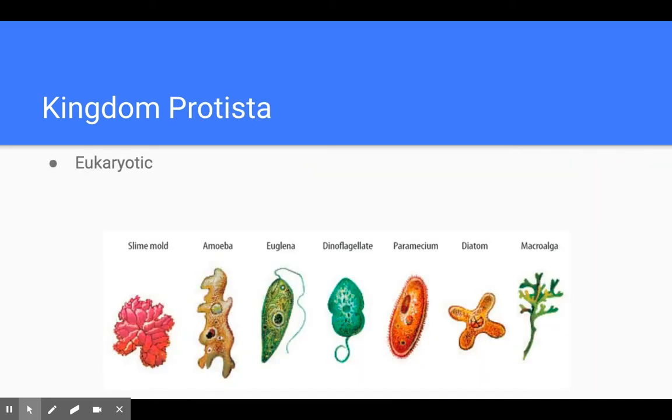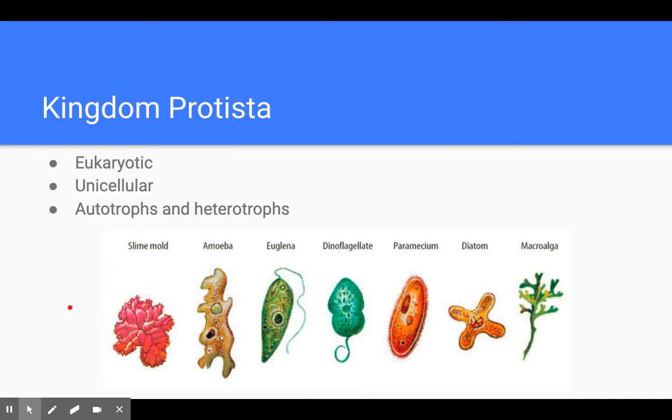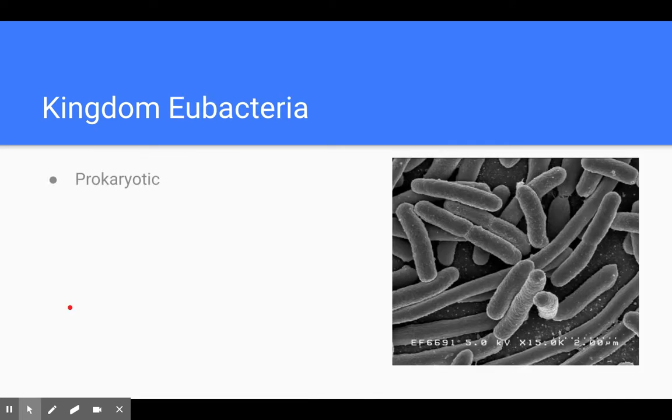Then we have this weird one, protista. Protists are eukaryotic, so they have a nucleus, they have membrane-bound organelles. They are unicellular, though. That's the big difference between protists and eubacteria and archaeobacteria, is that protists are eukaryotic. They can be autotrophs or heterotrophs depending on their environment. Maybe some of these look familiar to you. Maybe you've heard of amoeba or slime molds before. Those are protists.